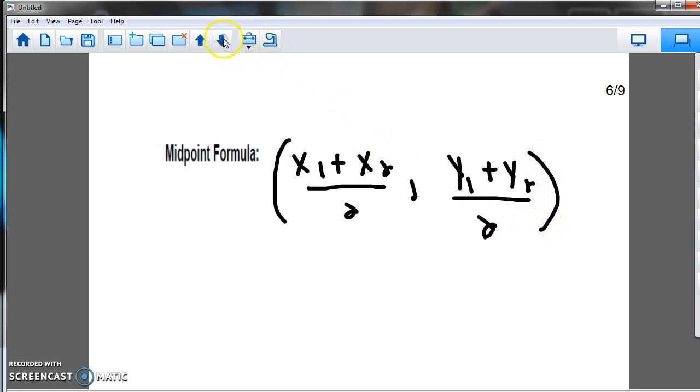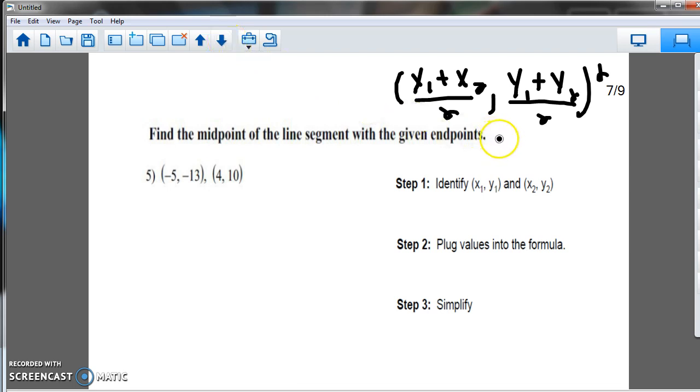So let's just try an example. We're going to approach it the same way that we did with the distance formula. We're going to identify what x1, y1, x2, y2 are. So this is x1, that's y1. This 4 is x2, that 10 is y2.